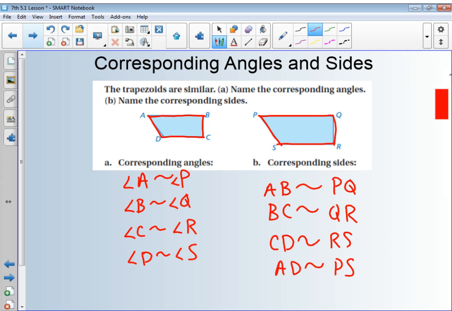So identifying those sides is very important, because eventually they're going to start giving us numbers out here, and you have to understand which side goes with which so that you can check proportions to make sure that they're proportional.